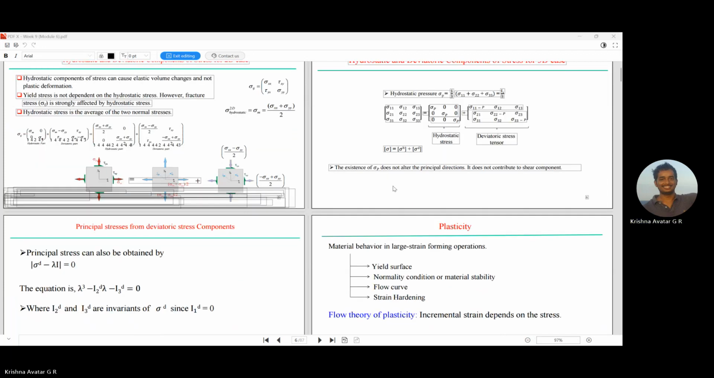Now, this hydrostatic part does not influence the principal direction. So it will not affect the principal stress, and it does not contribute to the shear component. We can clearly see this because all the terms here lie on the diagonal itself. To call something a shear component, it should be an off diagonal term.